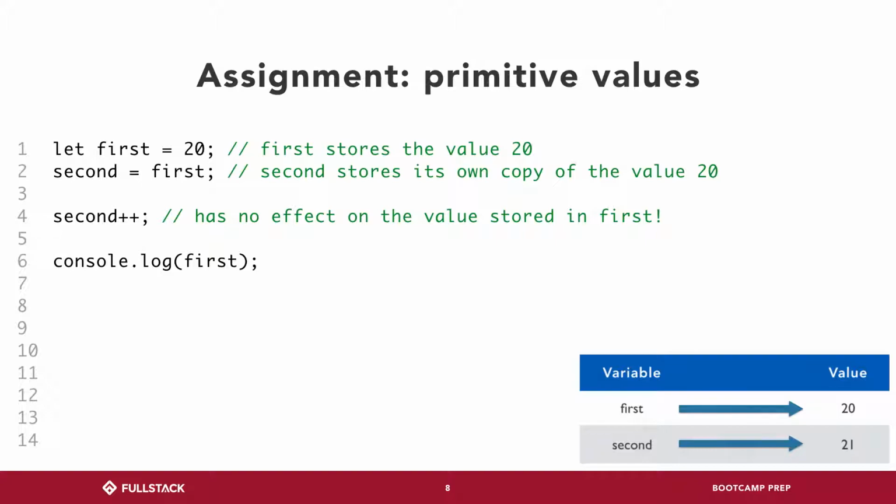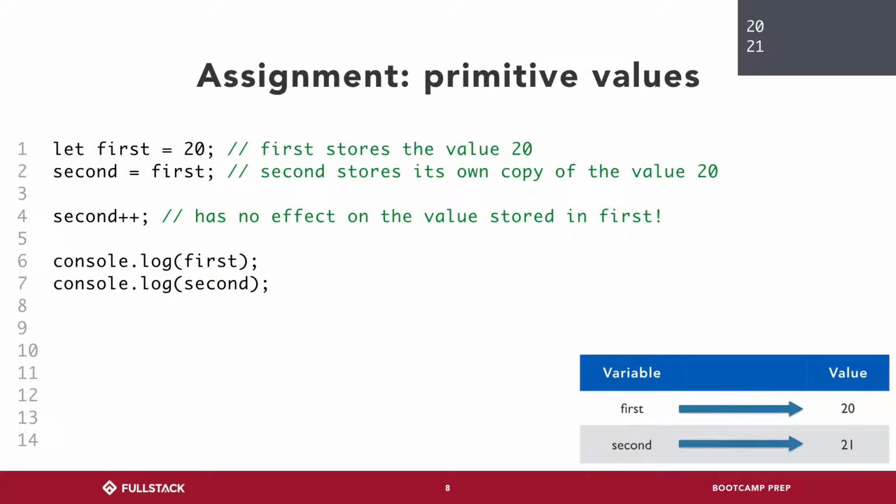So when we log out first, we look to the scope, we find it on the scope, and it's the value 20. So 20 gets plugged in right here on line 6. We evaluated first to 20, and that's what goes to console log is 20. It doesn't care about the variable. It just gets that value 20. And when we log out second, same thing, except we plug in the value 21. With me so far?